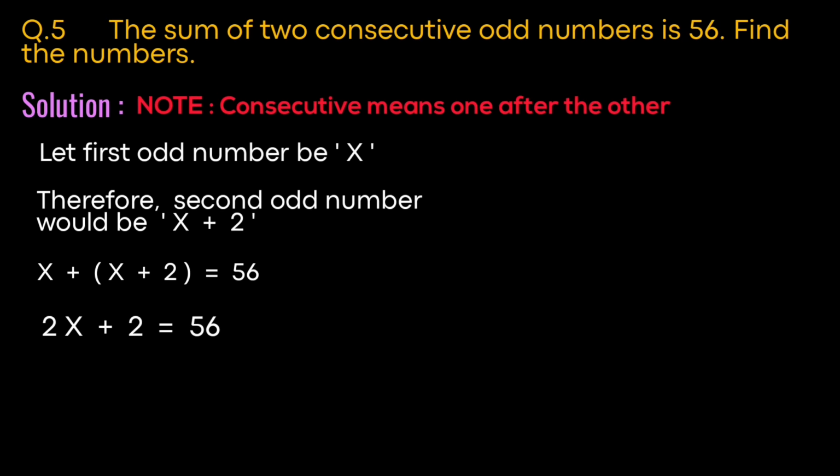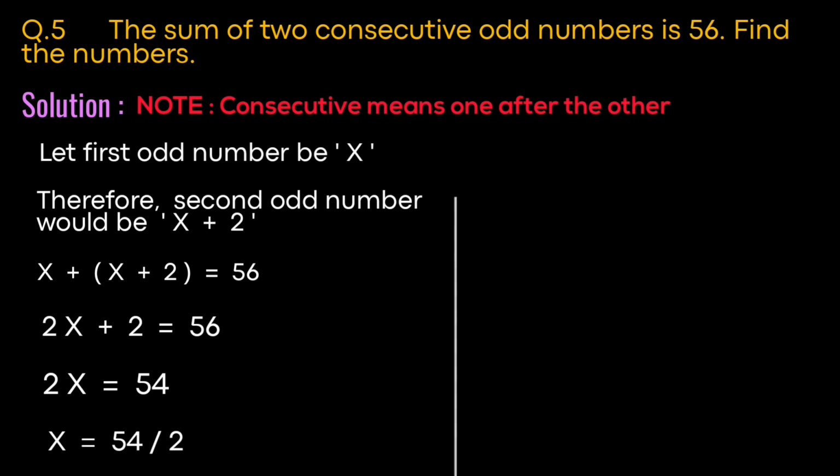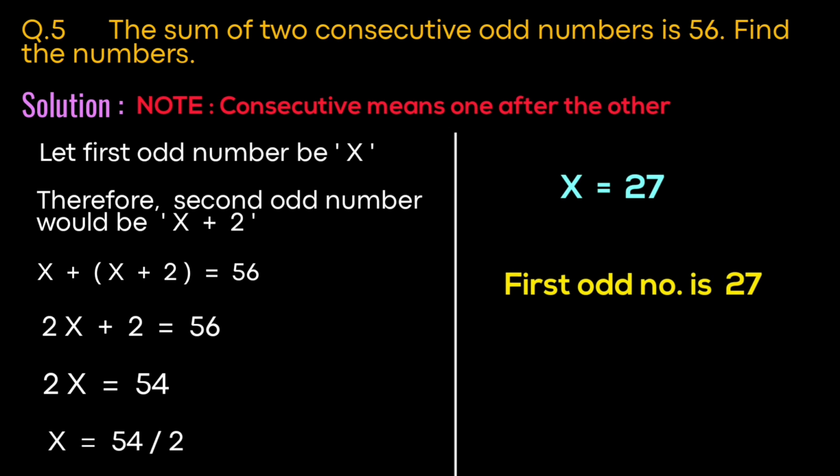That is 2x equals 54. And finally we get x equals 54 by 2, that is 27. Now as per the consideration, we know that the first odd number is equal to x and that is 27. And the second odd number is equal to x plus 2, that is 27 plus 2 equals 29.